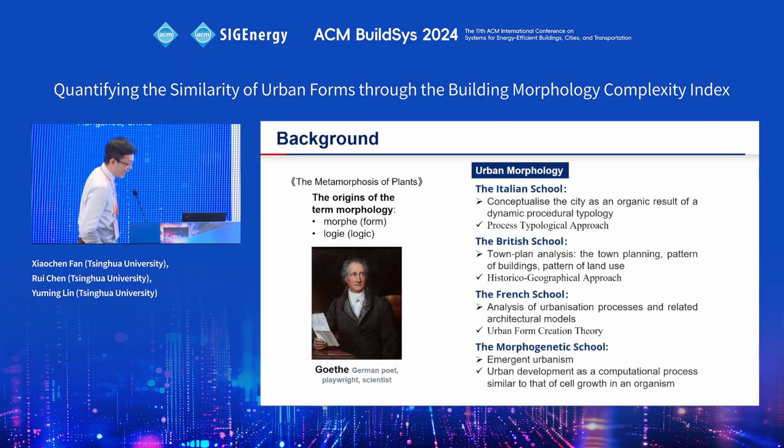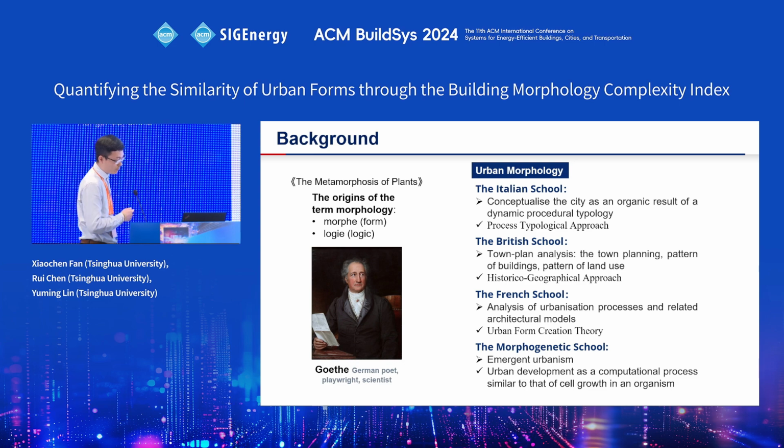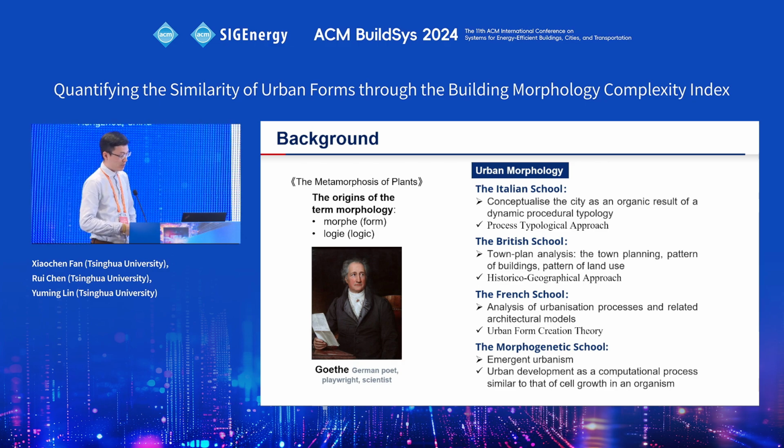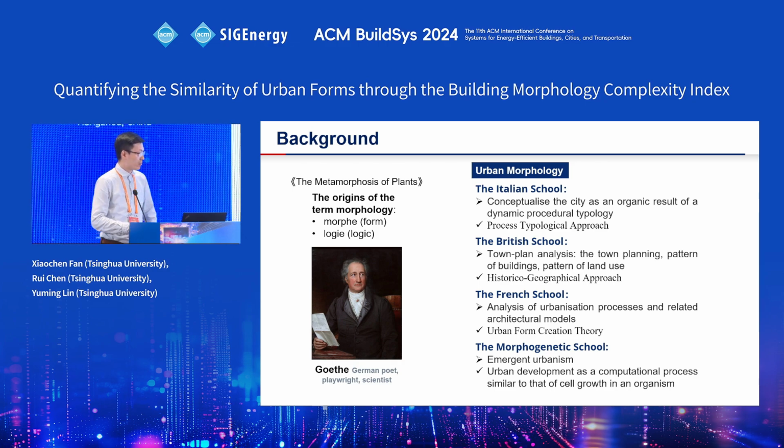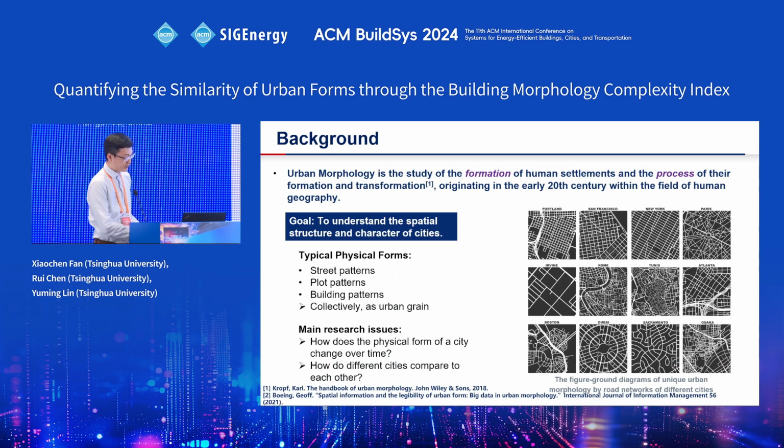So urban morphology study seeks to understand the spatial structure and characters of cities by examining a particular pattern of its core components. There have been different schools that developed along the research trajectory in this area. For instance, the British school developed the town plan analysis to comprehend the urban forms, and there are also other schools like the Italian school and the French school and other new schools. So it is about the form and the logic of urban structures and how the urbanization process is developed.